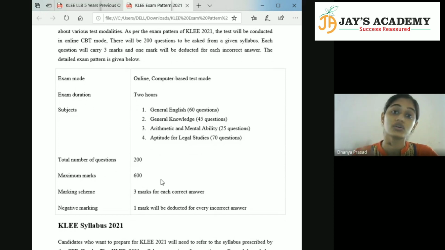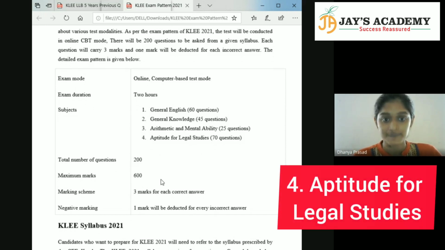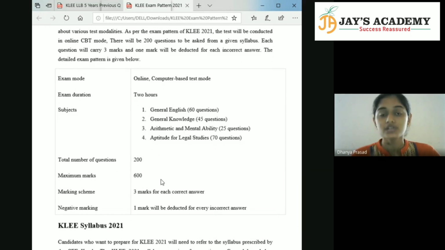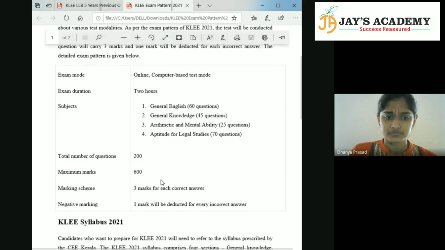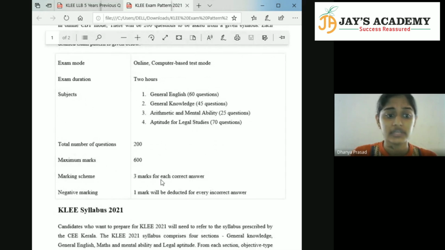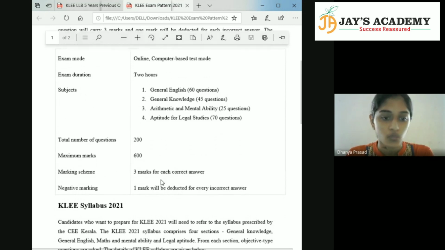And then we go to the most important part of the paper, which is the aptitude for legal studies. That has about 70 questions. So this is where you can really score if you prepare quite well in the legal section, if you have a basic idea about the core legal subjects, right? Now we've already discussed the marking scheme, how for each correct answer you get 3 marks, and for one incorrect answer you will have a negative marking of 1.